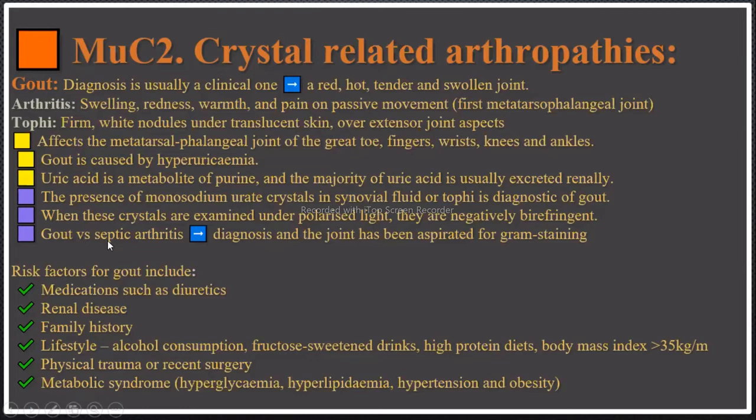So gout and septic arthritis, what is the difference between them? To diagnose, the joint has to be aspirated for Gram stain to differentiate between gout and septic arthritis. Risk factors for gout: maybe the patient in the scenario is using diuretics, so we will understand it's gout. Renal disease in the scenario, family history of gout, the patient is using alcohol, physical trauma or recent surgery, metabolic syndrome, he has hyperglycemia, hyperlipidemia, hypertension, obesity. So any of them, it means gout.